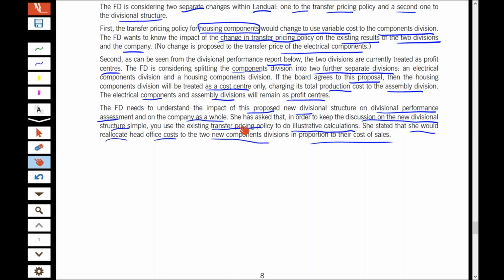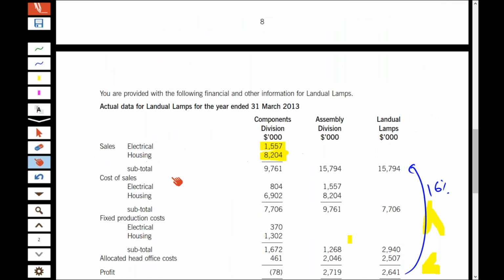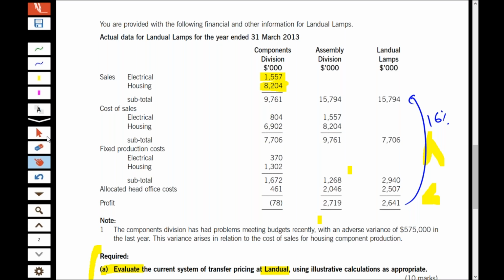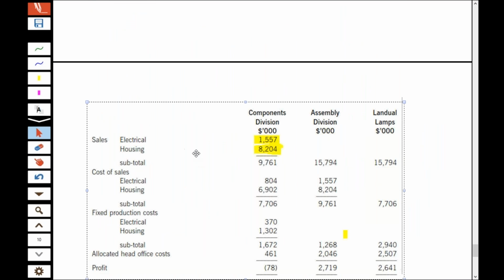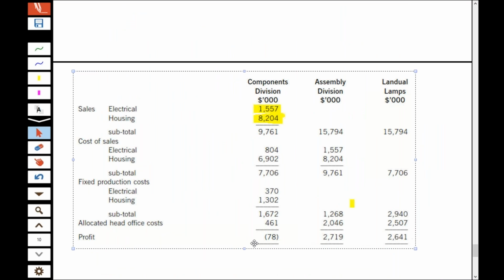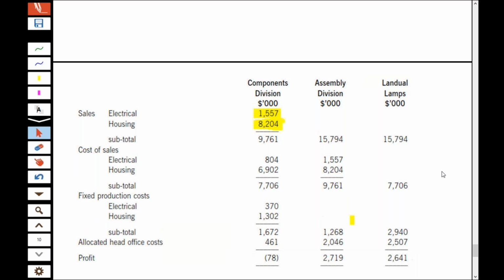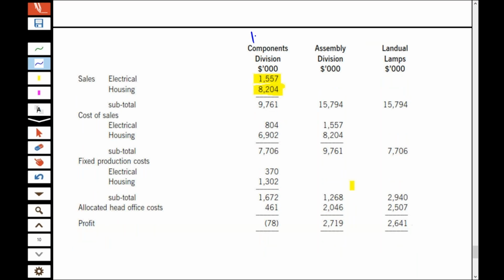So now let's just try to have an understanding of this. What's going to happen now is, you would have this as, let's say I'm naming it, electrical components division. This is going to be removed. This is going to be removed. This is going to be removed. The allocated head office cost has to be rearranged.